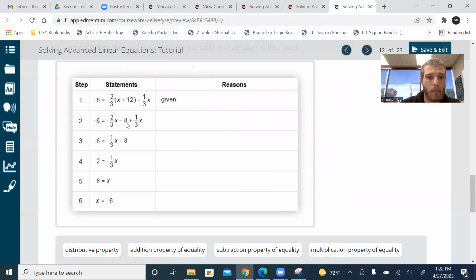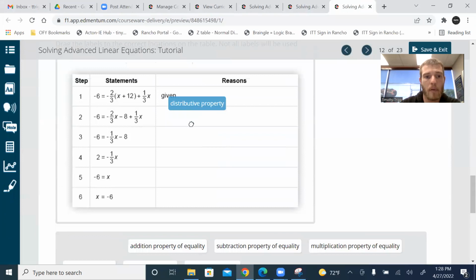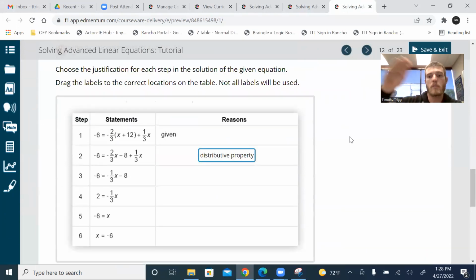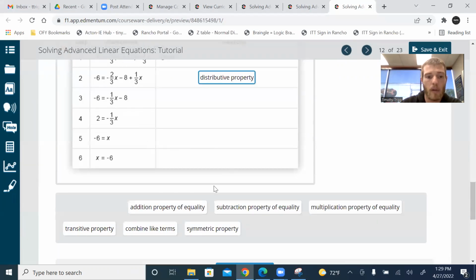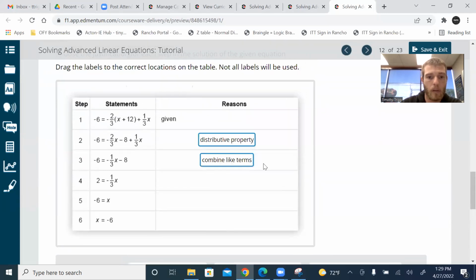So you see step 2. How did they go from step 1 to step 2? Well, they used the distributive property. Whenever you're multiplying something times the inside of the parentheses like that, that's called the distributive property. I mentioned that before. Now, what would be my next step? Looking at step 2, how did they go from step 2 to step 3? Well, you can see they combined this negative 2/3 x and this positive 1/3 x, giving you negative 1/3 x. So combining things together, what do we call that? Combine like terms.